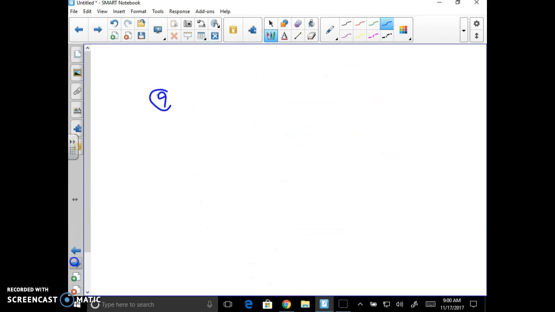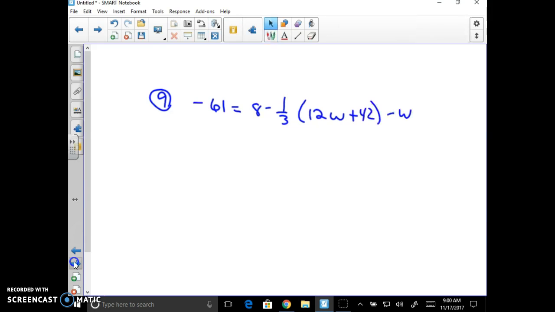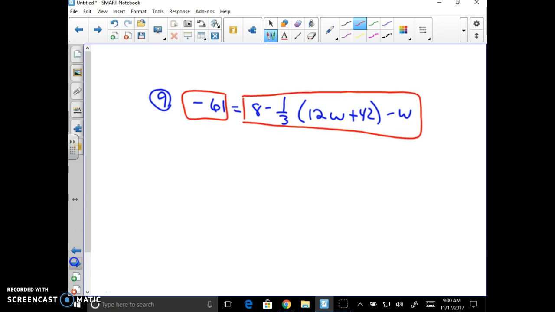Number 9. Negative 61 equals 8 minus 1/3 of 12w plus 42 minus w. Let's box. So we have negative 61 equals 8 minus, let's do these fractions.